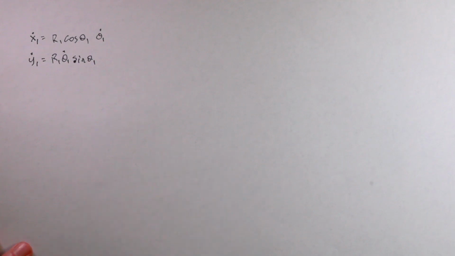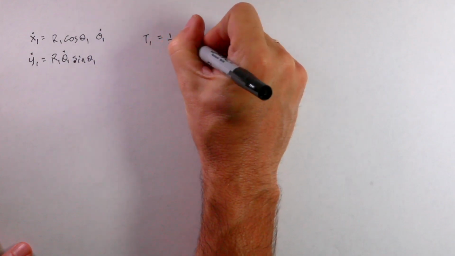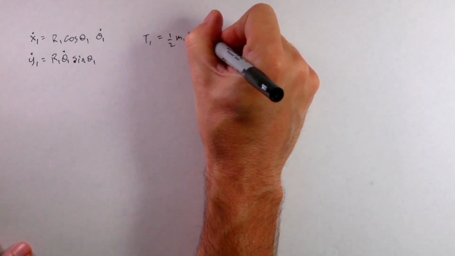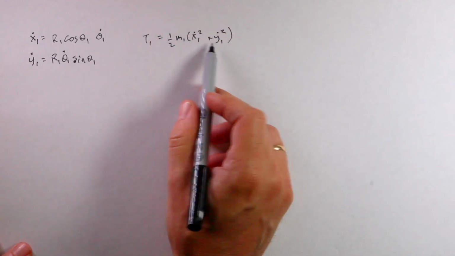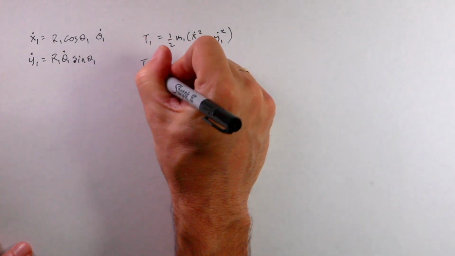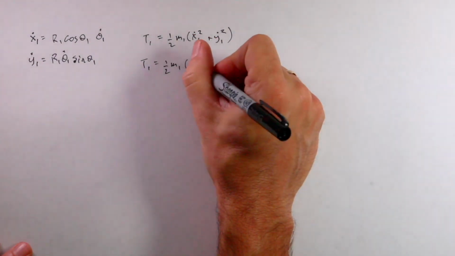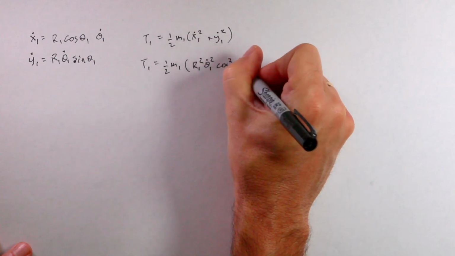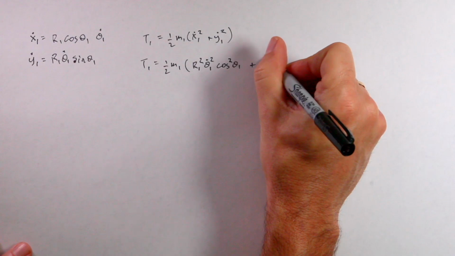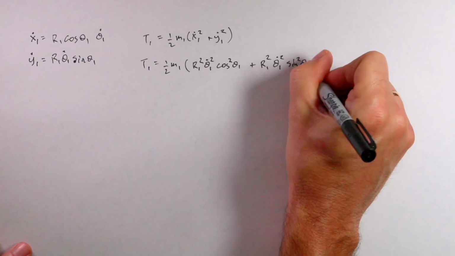Let's go ahead and find the kinetic energy term for mass 1. So let's call that T1, which is 1/2 m1 times x1 dot squared plus y1 dot squared. So I have x1 dot and y1 dot. I'll just do the square and add them together. So T1 is going to be 1/2 m1, and x1 dot squared is this: r1 squared theta 1 dot squared cosine squared theta 1 plus r1 squared theta 1 dot squared sine squared theta 1.